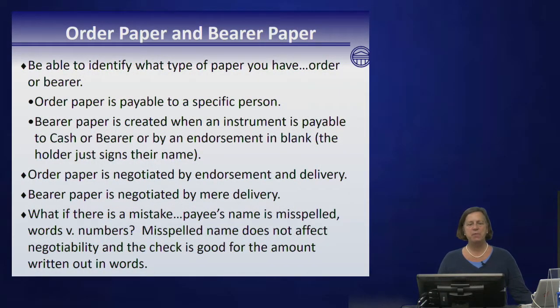Order paper and bearer paper. Be able to identify what type of paper you have, order paper or bearer paper. Remember, of course, that order paper is payable to a specific person. Bearer paper, on the other hand, is created when an instrument is payable to cash or payable to bearer. If it has an endorsement, look at the last endorsement. That tells you what type of paper you have. If you have an endorsement in blank, that is, the holder just signs his or her name, then you also have bearer paper.